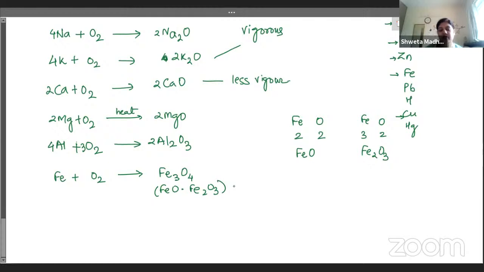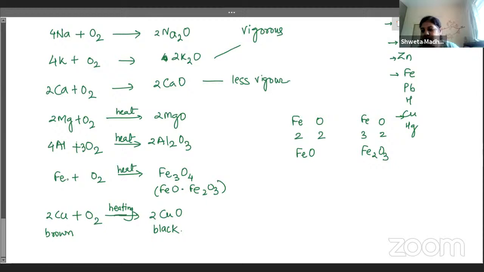And copper. Copper also, when heated strongly, gets coated with black copper oxide. A shiny brown metal, when heated strongly, then only it will get coated with black copper oxide. And this is also by using heat. Without that, they won't combine. Slowly the reaction will take place atom by atom.